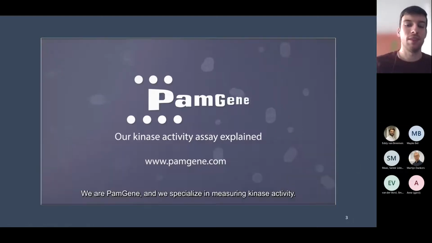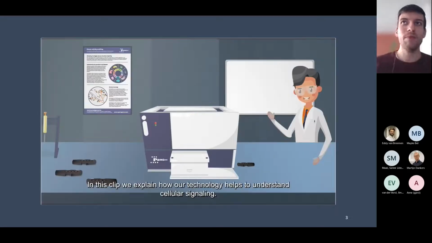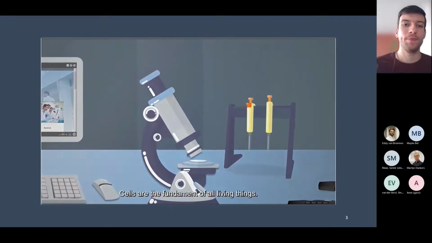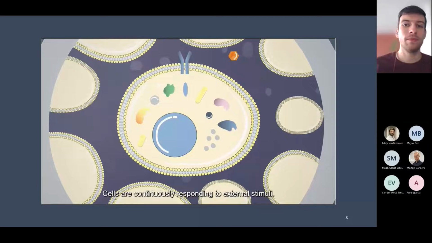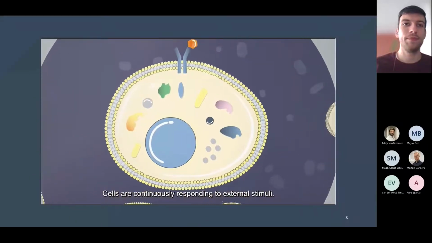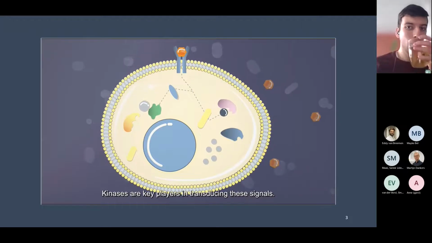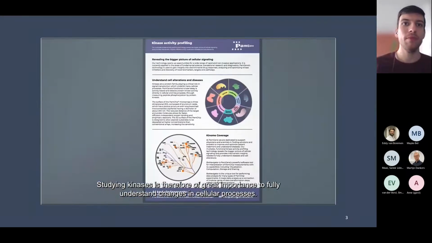We are Pemgene, and we specialize in measuring kinase activity. In this clip, we explain how our technology helps to understand cellular signaling. Let's start at the beginning. Cells are the fundament of all living things. They are the drivers of growth, adaptation, and defense. Cells are continuously responding to external stimuli. Upon stimulation, a signal is passed through the cell membrane to the nucleus, and this leads to genomic and phenotypic changes. Kinases are key players in transducing these signals. Studying kinases is therefore of great importance to fully understand changes in cellular processes.